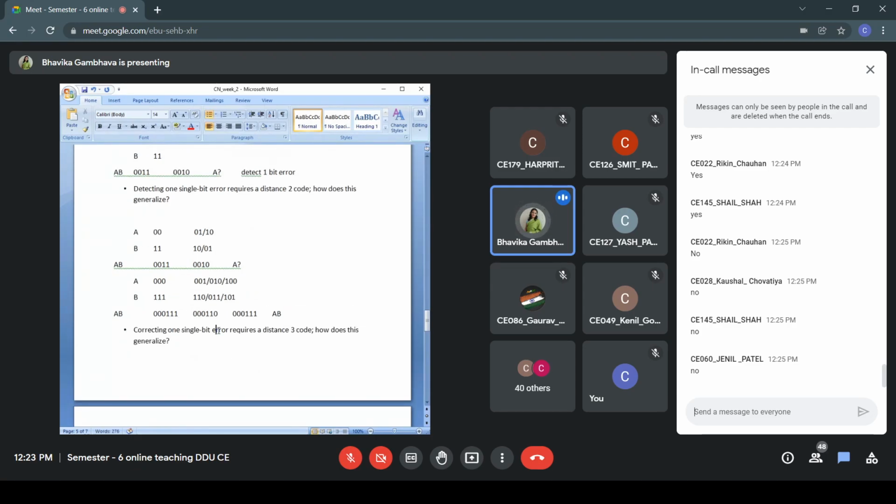So now correcting single bit error requires distance of 3. We saw that if the distance is 2, we cannot correct it. If the distance is 3, then 1 bit error can be corrected. 2 bit errors will not be able to be handled here. So whenever you want to correct single bit error, then 3 Hamming distance is sufficient. Can you generalize this? If I want to correct up to d bit errors, what should be the Hamming distance?